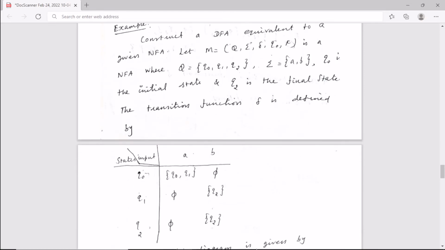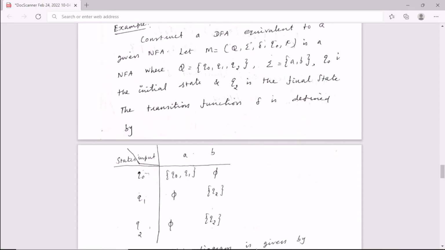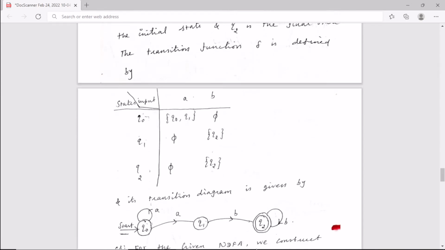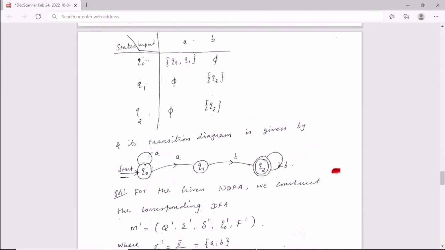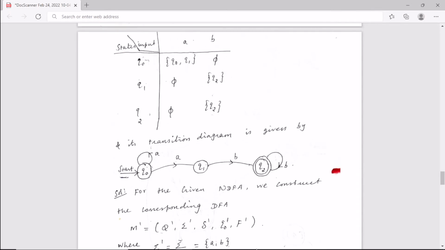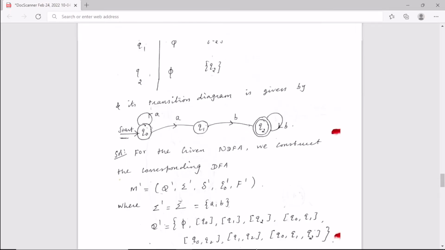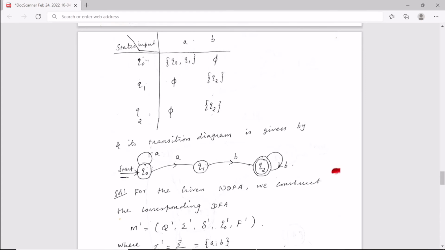Let M = (Q, sigma, delta, Q0, F), where Q is the set of states, sigma is the input alphabet, Q0 is the initial state and Q2 is the final state. The transfer function delta is defined as given, and the NFA is also given in terms of a diagram here. You have to construct an equivalent DFA. As I told you already, you have three states. So this transfer function table is a must, or from the diagram itself we can construct this table.